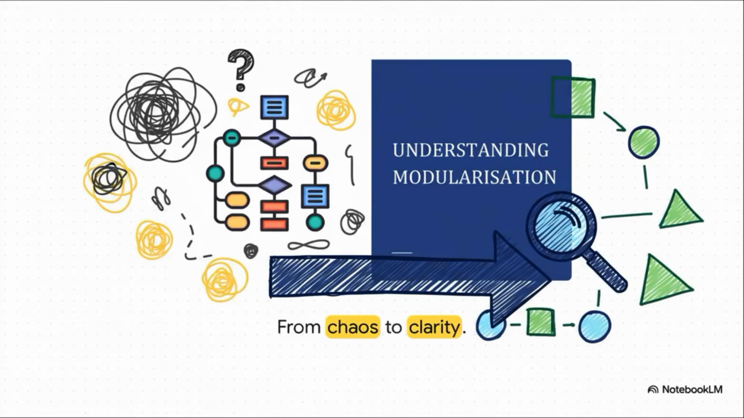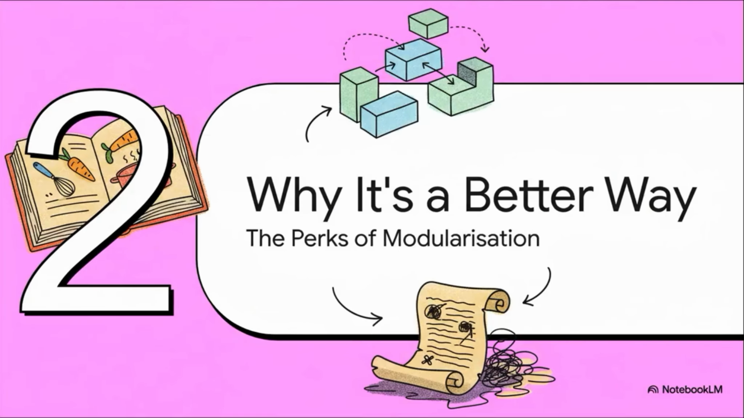And this, right here, just shows you the transformation perfectly. We go from that tangled, confusing spaghetti mess on the left to this clean, organized, clear structure on the right. You can immediately see how breaking things down brings order and makes the entire system so much easier to understand. Okay, so why is this approach so incredibly powerful? What are the actual benefits of having that well-organized recipe book instead of the messy, chaotic scroll?